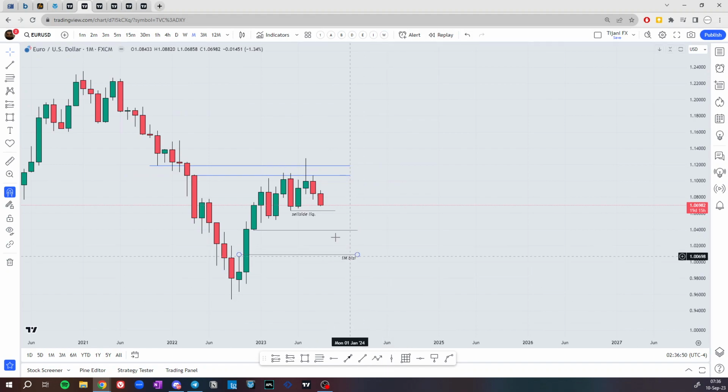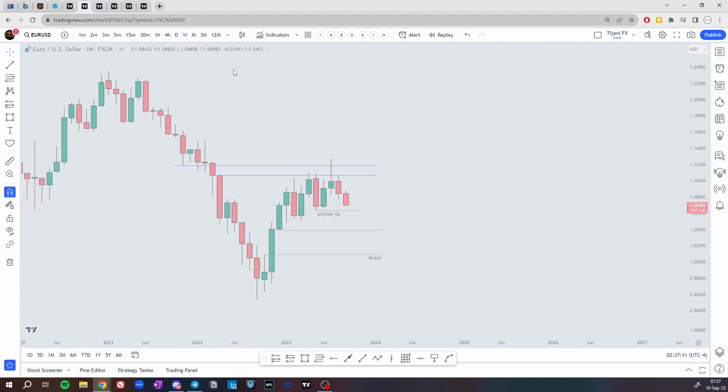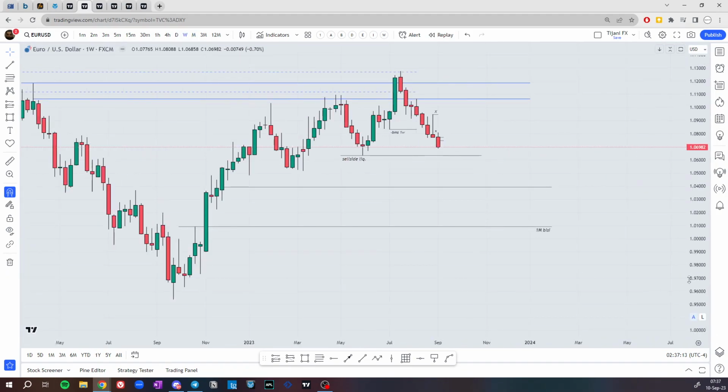Then after price filling the monthly BC, we're going to have two scenarios. If price makes a break of market structure higher, I'm going to look for a shift higher for long position. Otherwise, I'm going to keep selling price to the next levels if we don't have that shift from the monthly BC. On the weekly time frame, what we see?